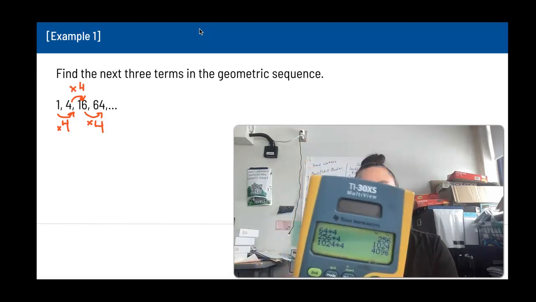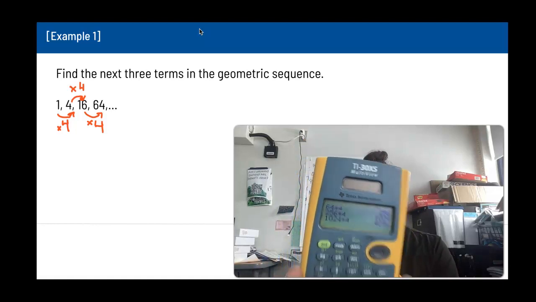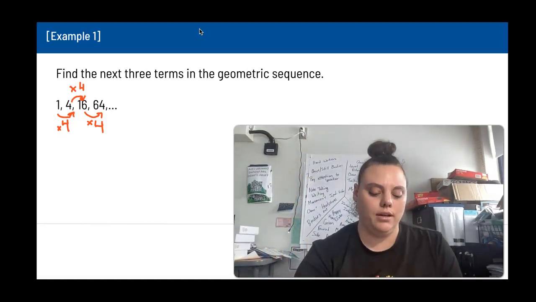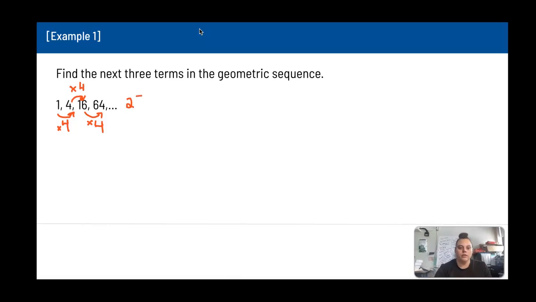And so these are the next three terms in my sequence, and I'm just using a calculator to help me calculate these out. So 256, 1024, and 4096. These are the next three terms in this sequence.